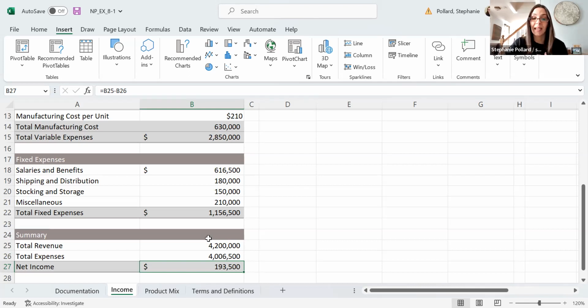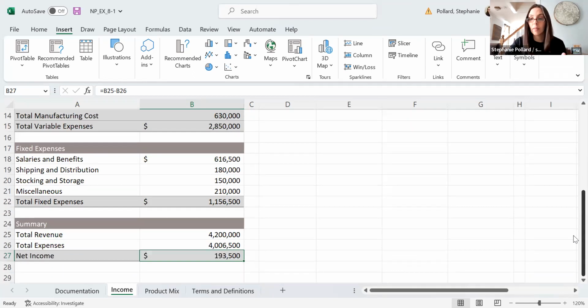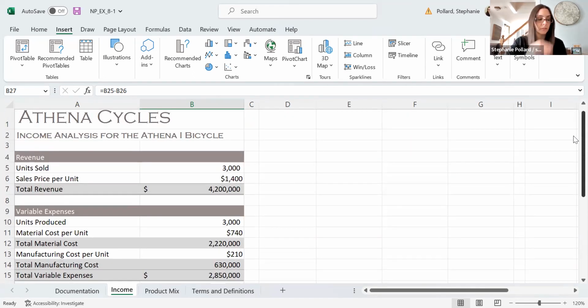For net income, we take the revenue, the amount of money coming in. We take the expenses, the amount of money going out, and we subtract those two values. And whatever's left over is our profit. So for this, we're making about $193,000 profit, the projected profit. And again, we are making some big assumptions here that we are going to sell everything that we produce, which is a pretty big assumption, and not always the case, right? So that's a little bit of a breakdown of the information that we have to start with.